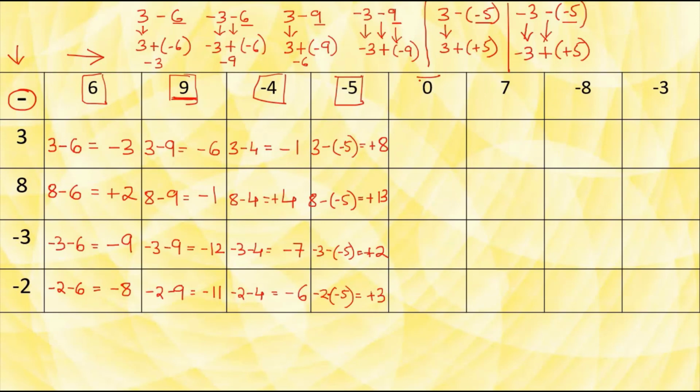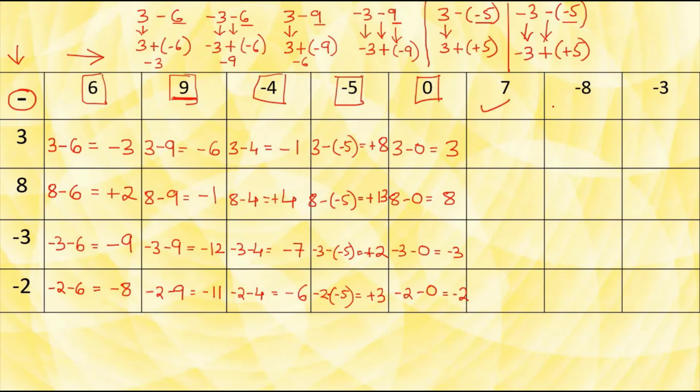Now the next column we have is for 0. So first we will write down the sums. 3 minus 0, 8 minus 0, minus 3 minus 0, and minus 2 minus 0. Now start solving. Whenever we subtract 0 from any number, the answer will be the number itself. So here our answer is 3, next answer is 8, then we have minus 3, and then we have minus 2. So this is how we are supposed to solve for 0.